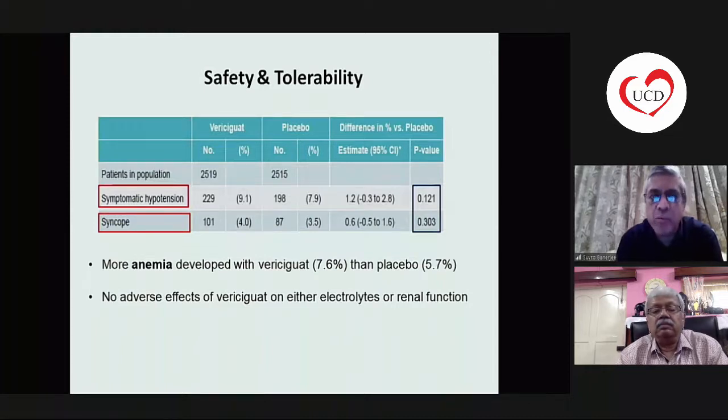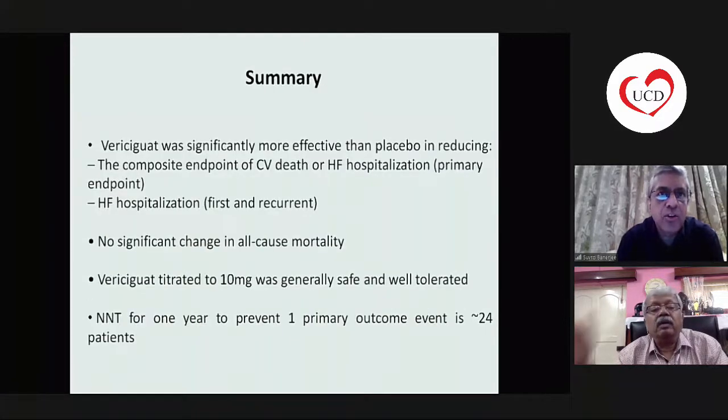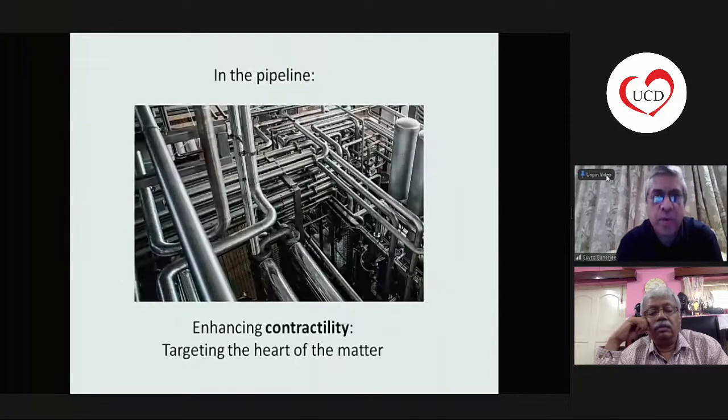Also, more anemia developed with Vericiguat compared to placebo, but there was no adverse effect on renal function. So Vericiguat was significantly more effective than placebo in reducing the composite endpoint and also heart failure hospitalization, without any significant change in all-cause mortality. It was safe and well tolerated. And the NNT for 1 year to prevent one primary outcome was 24 patients.